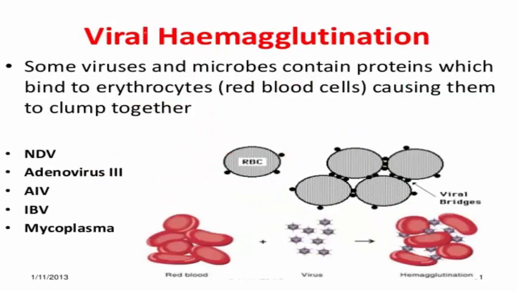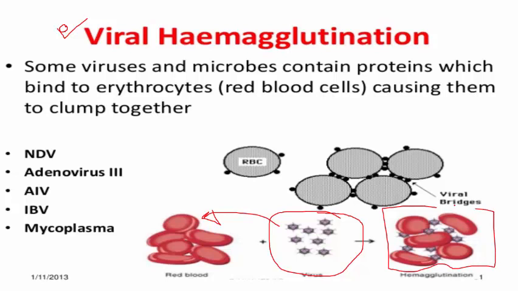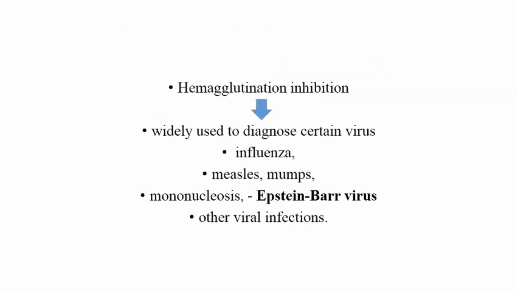Next is hemagglutination. In hemagglutination, mostly viral hemagglutination is observed, in which certain viruses are there. When this virus infects the host, it will combine with the red blood cells and form a clump. This clump is called hemagglutination, right? It is due to the reaction of the virus with the red blood cells, and that results in the clumping of these RBCs. For detection of certain viral diseases, this hemagglutination method is used.